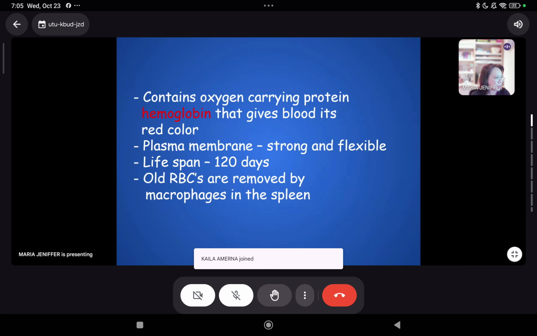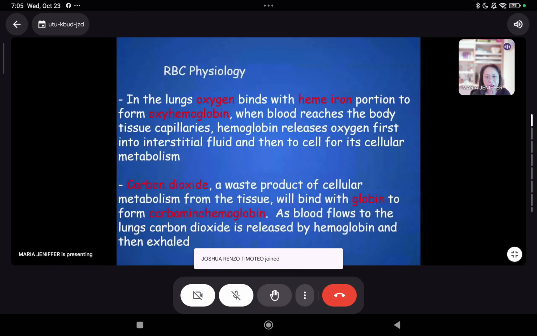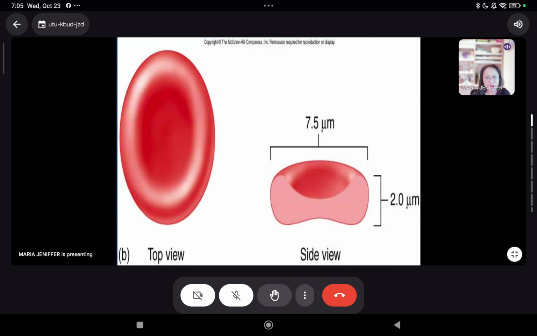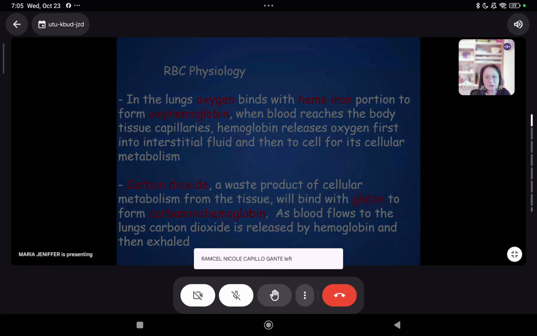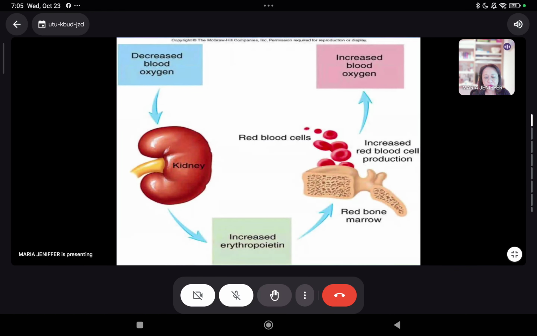And where do the old and damaged red blood cells go? They are removed by the macrophages in the spleen. So this is the form of the red blood cell. You can see it there. The RBC physiology, we already discussed. There is a condition called hypoxia, where there is a low level of oxygen in the blood. So what is going to happen? What will be the response of the body? To form more new red blood cells in the red bone marrow.